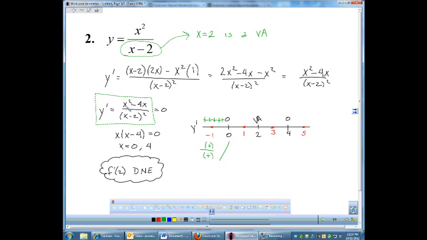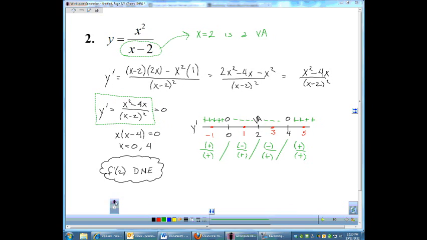So let's plug in 1. 1 squared minus 4 times 1. That is a negative on top. I plug in 1 to the bottom, I get a positive. A negative over a positive is a negative. If I plug in 3, 3 squared is 9, minus 4 times 3, that would be a negative. My bottom is positive. So that gives me a negative. And then if I plug in 5, 5 squared is 25, 5 times 4 is 20. Subtract that, you get a positive. 5 minus 2 squared is going to be positive. So there's my number line.